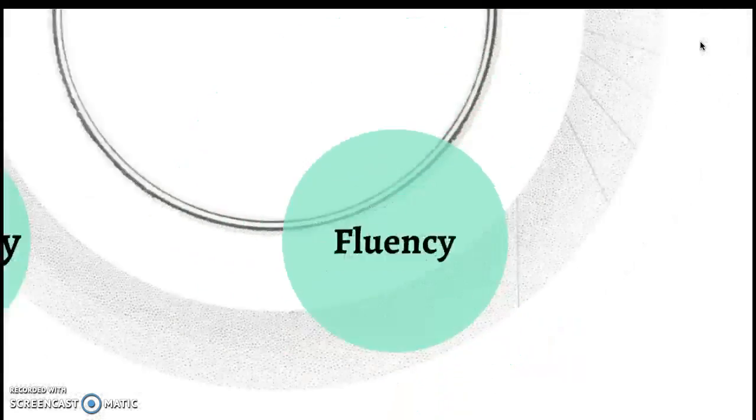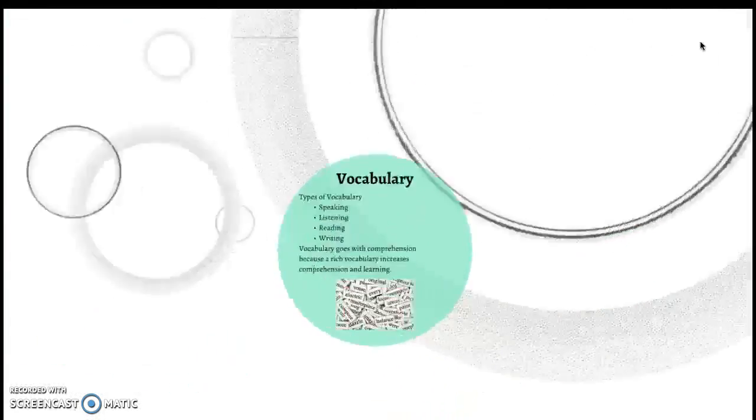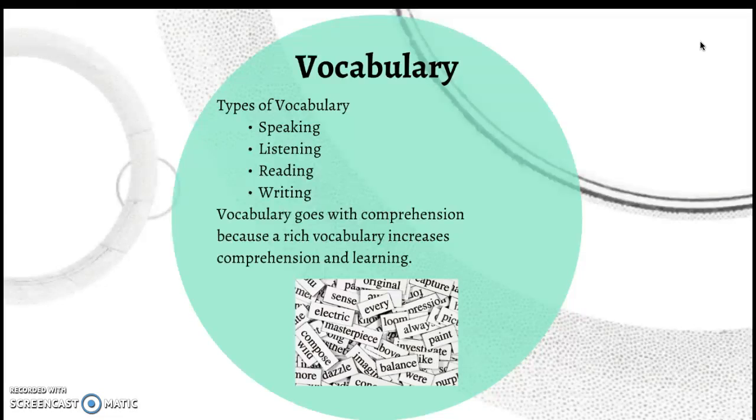The fifth of the big 5 is vocabulary. Vocabulary falls under comprehension along with fluency and text comprehension. There are 4 different types of vocabulary: speaking vocab, which is the words said in a conversation; listening vocab, the words that can be understood while listening; reading vocab, the words that can be recognized with understanding; and writing vocab, the words that can be used in writing. Vocabulary goes with comprehension because a rich vocabulary increases comprehension and learning. You can teach vocabulary indirectly during read-aloud discussions and incidentally, and you can also teach it directly using explicit strategies.